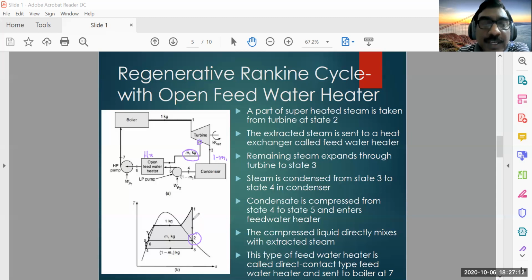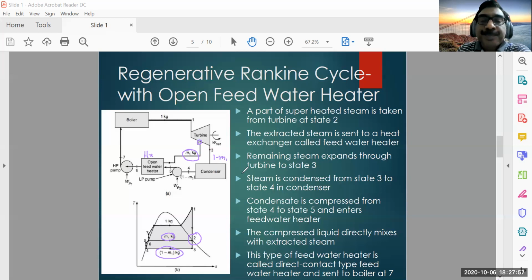Now it is expanding. Here you have taken m1 kg outside, and the remaining 1 minus m1 kg will be expanded to state 3. This 1 minus m1 is following the regular process, but m1 is going directly to the feed water heater. So this is an open feed water heater. Open feed water heater means the steam and the water are directly mixed in the heater. Directly there will be mixing taking place, and heat transfer will be taking place directly, right?